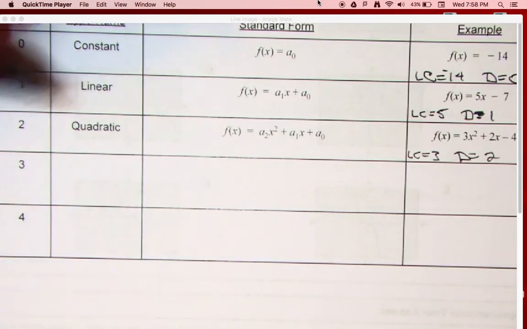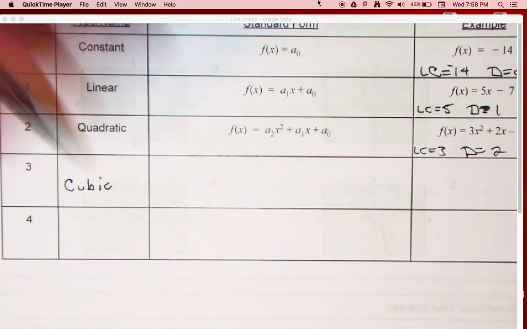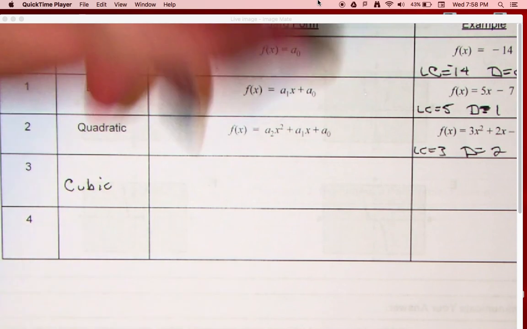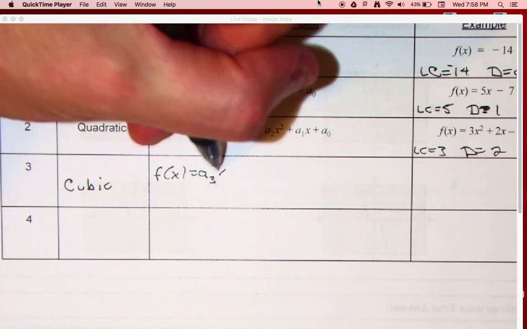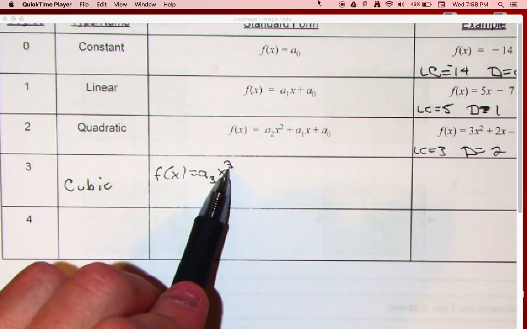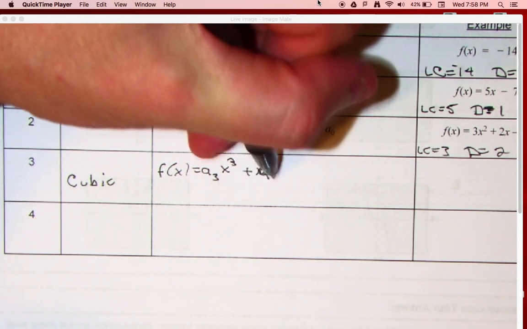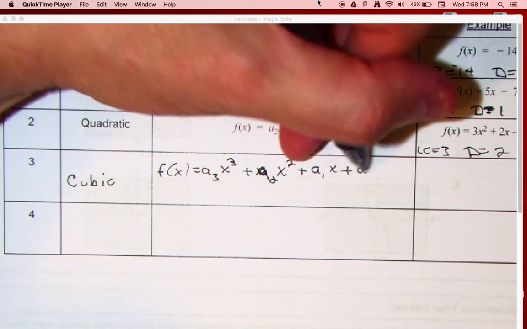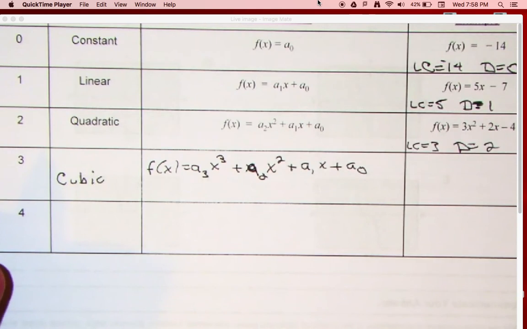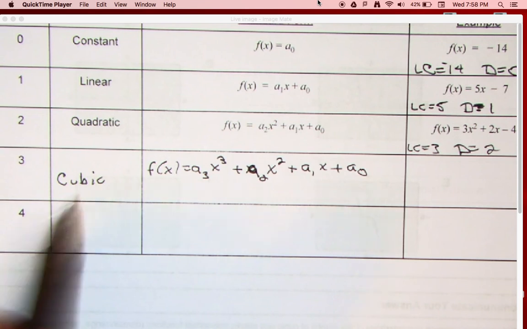I want to introduce two new ones to you. And the first one is when we have a degree of 3, and we call that a cubic. Okay, think about cubing something, cubic. And the general form kind of looks like this. It's f of x equals a sub 3 x to the third. So 3 is our highest exponent. Plus a sub 2 x squared plus a sub 1 x plus a sub 0. Okay, so you're looking at a function that has a degree of 3. We call those cubic functions.